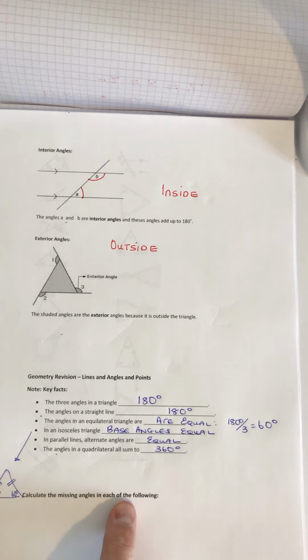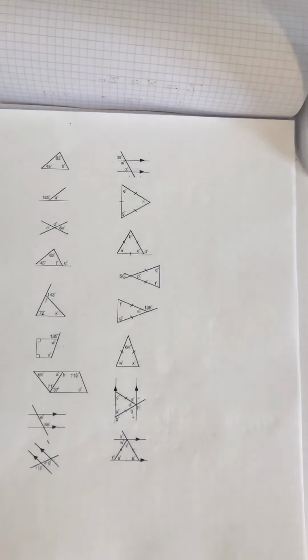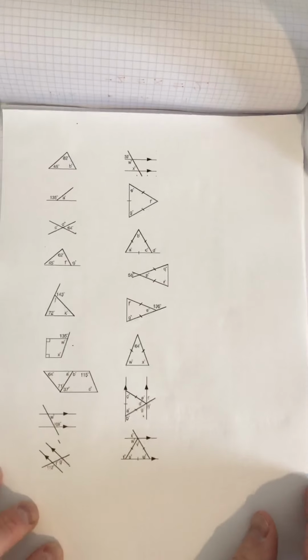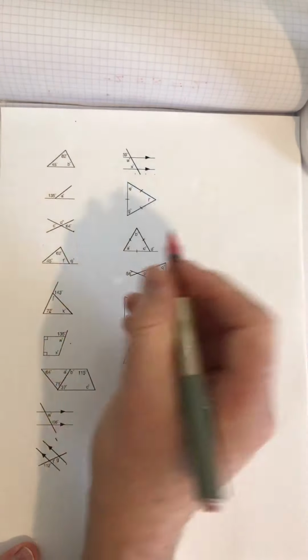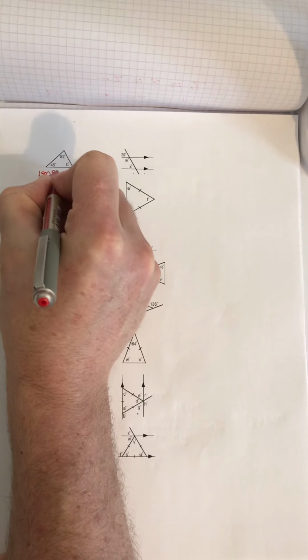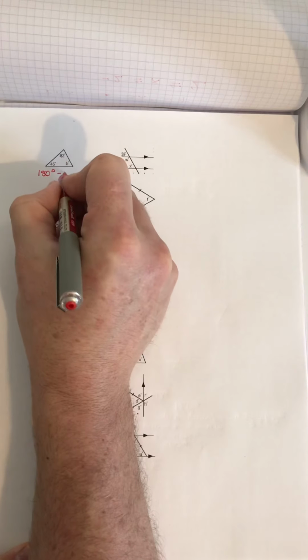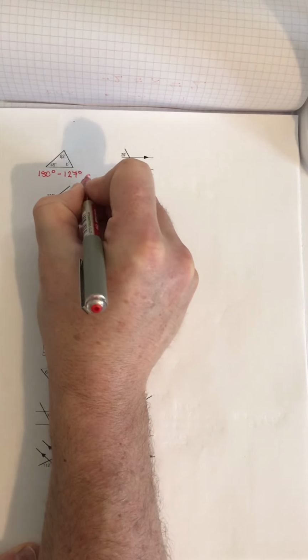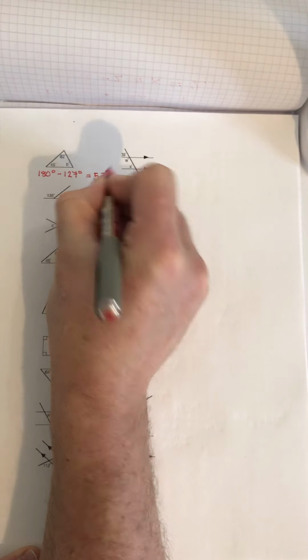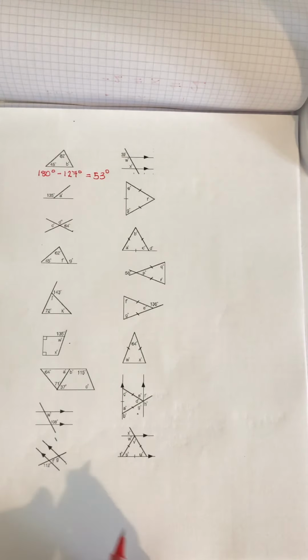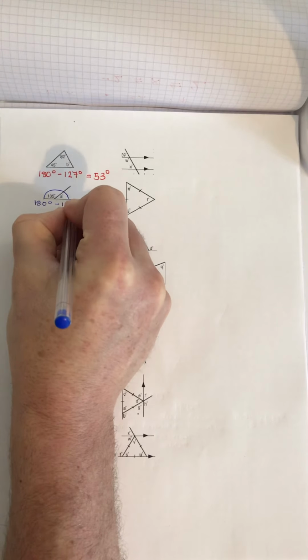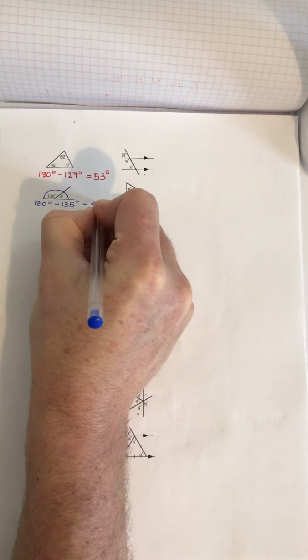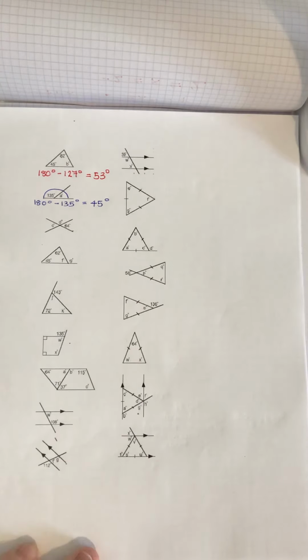So we want to calculate the missing angles in each of the following, and we'll go through a few of these together. Three angles in a triangle add up to 180. So this is going to be 180 minus 82 and 45, which is 127, which is equal to 53 degrees. On a straight line, these two angles here will add up to 180. So 180 minus 135 is equal to 45.